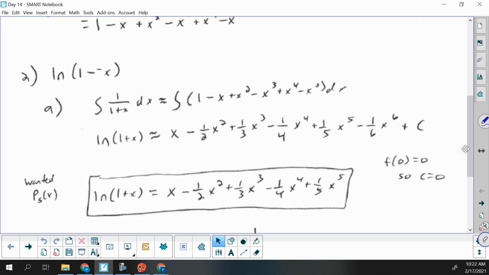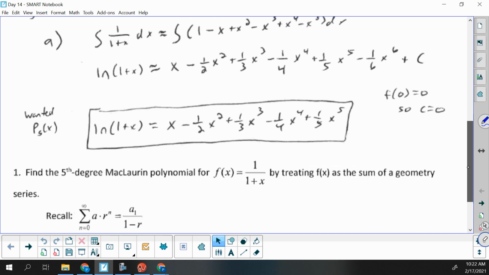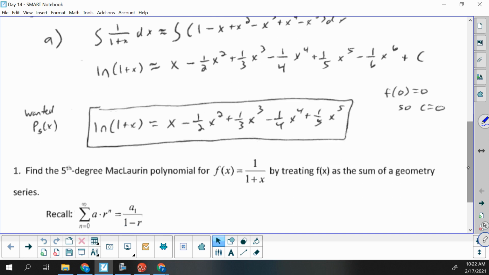Well, we know that natural log of 1 plus 0, so in other words, f of 0, which would give us natural log of 1, is just 0. So that means our c would be 0 in this case. So then just keep it out to the 5th degree, and that's our natural log of 1 plus x.